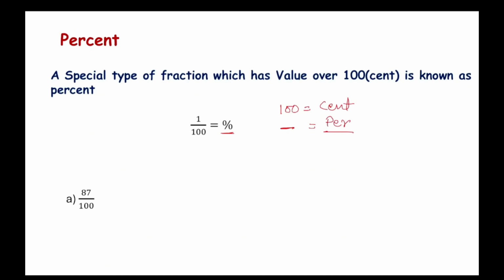If we are given the fraction 87 over 100, we can convert this fraction into percent directly, which is 87%. If we are given 63 over 100, we can write it as 63%. So if 100 is given in the denominator, we can write that fraction as a percentage directly. What if 100 is not given in the denominator? How do we convert that?